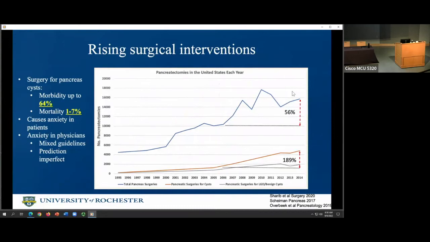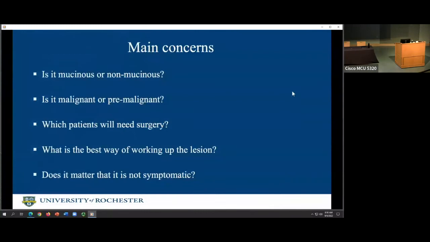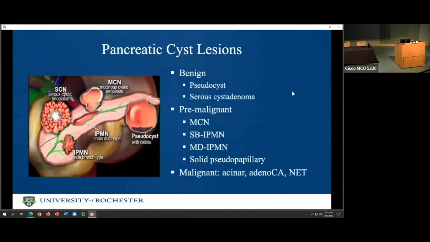Finding these cysts in the pancreas leads, of course, to patient anxiety and anxiety in physicians, with the various guidelines and the predictions being imperfect, and uncertainty about what to do next for the patient. So our main concerns when we see an incidental cyst are: is this mucinous? Is it malignant or pre-malignant? Will this patient need surgery? What is the best way of working up the lesion? And does it matter that the cyst is not causing any symptoms?